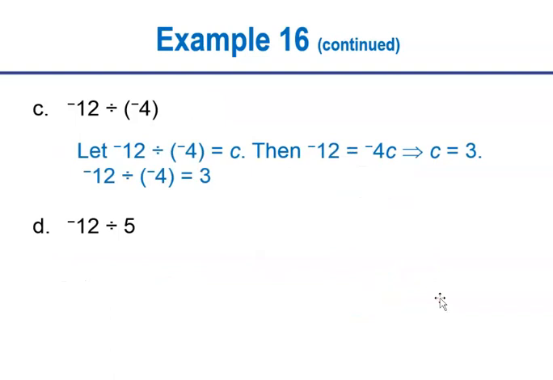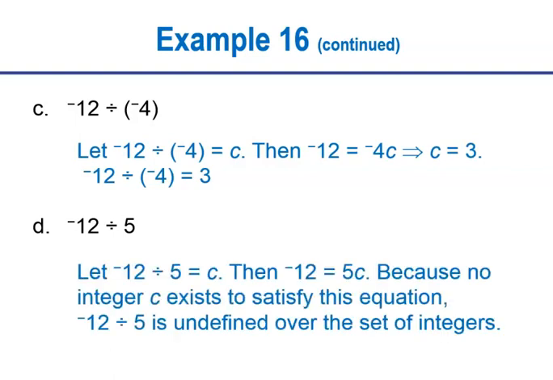Now let's look at our results. That is the result that we got before. I forgot to flip to the results page. And look at the result for negative 12 divided by 5. Because no integer c exists to satisfy this equation, negative 12 divided by 5 is undefined over the set of integers. And therefore, integer division is not closed in the integers.